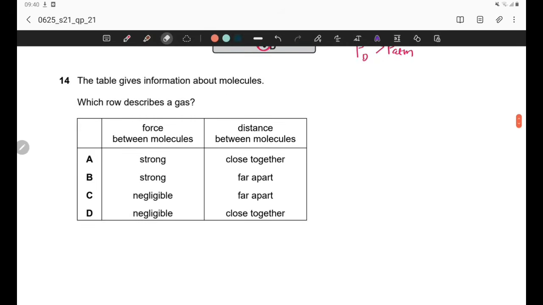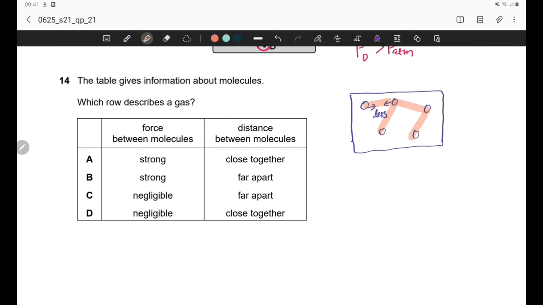Question number 14. The table gives information about molecules. Which row describes a gas? So when we consider gas molecules, we know that the particles or molecules are far apart and the force between them is very less comparing to other states like liquid or solid. So the force between the molecules is very less. Therefore they move far apart. So there will be more distance between the gas molecules, as you can see. There will be big separation.